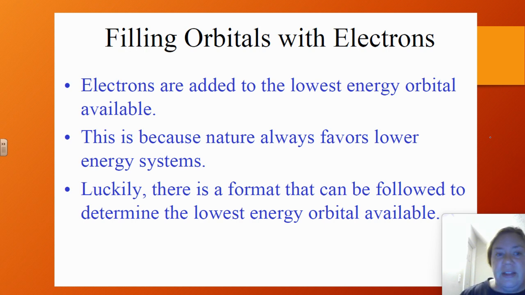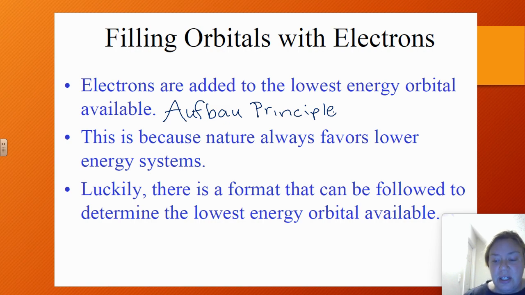And if you recall, that goes back to what's called the Aufbau principle. So we fill electrons into the lowest energy levels first. It's just like building a house. You have to build the foundation before you can add anything on it. And this is because nature always favors lower energy systems, because it's lower energy the closer you are to the nucleus. And so there's a format that can be followed to determine the lowest energy orbital available, and that goes to electron configuration.